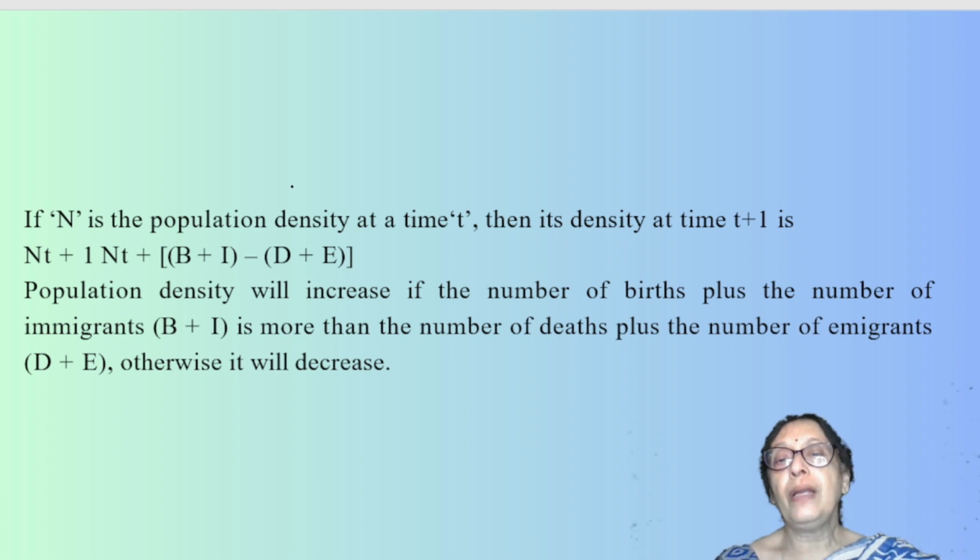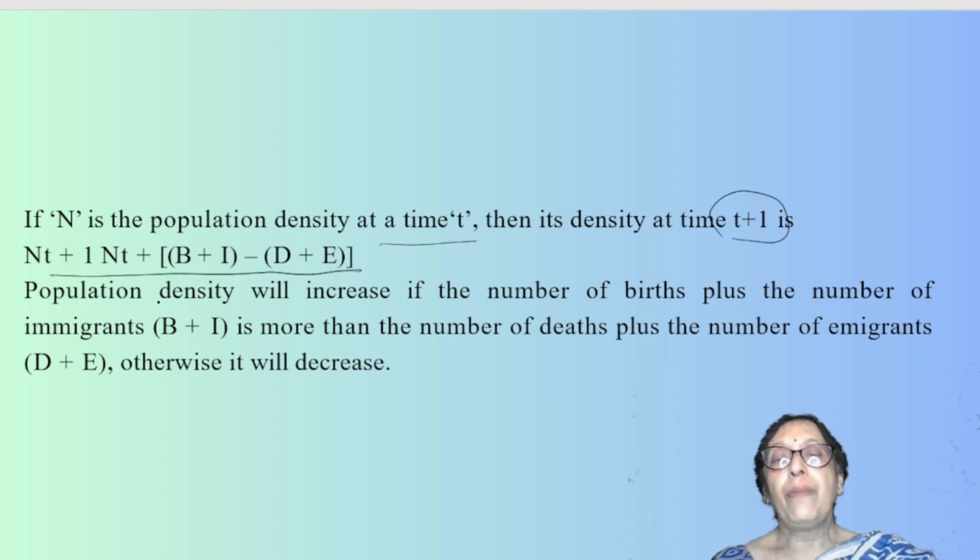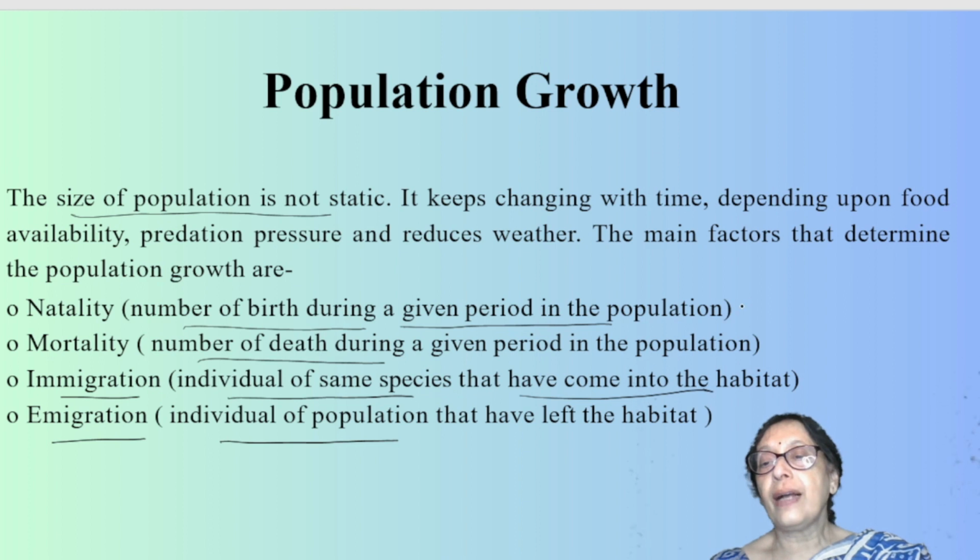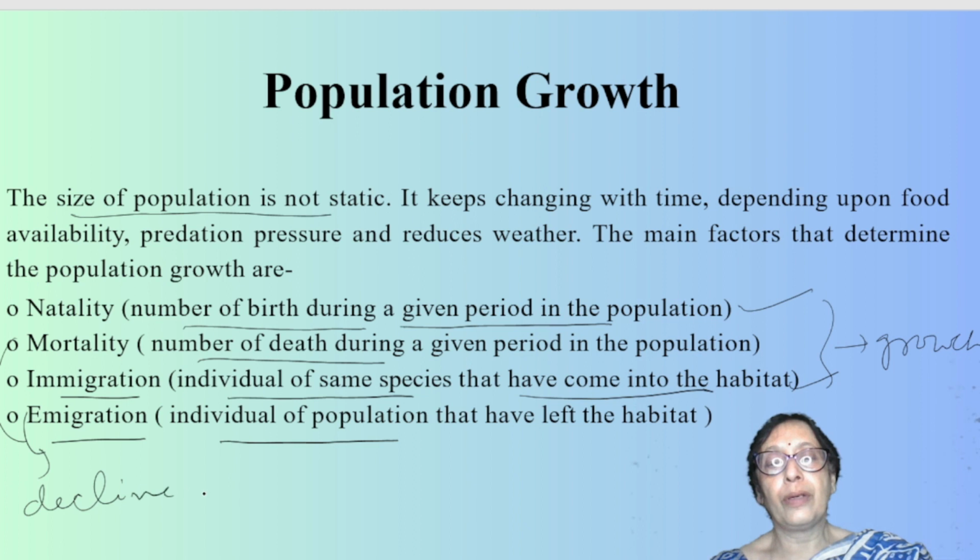Now, if N is the population density at time t, then the density at time t+1 will be given by this equation. Population density will increase if the number of births plus the number of immigrants is more than the number of deaths plus the number of emigrants. Otherwise, it will decrease. So births and immigrants are positive factors for population growth. These two are positive factors, this and this. They contribute to the growth of population, and mortality and emigration contribute to the decline of the population.